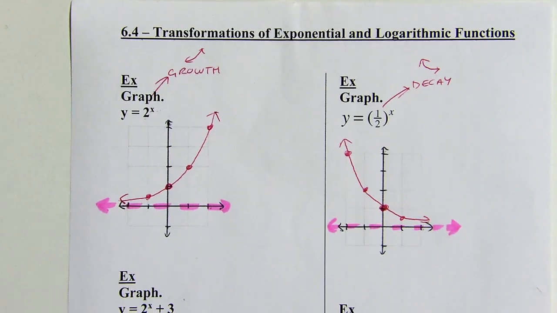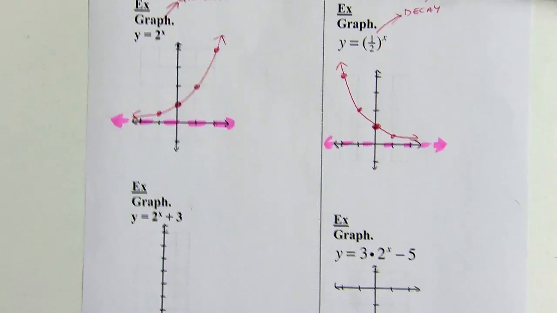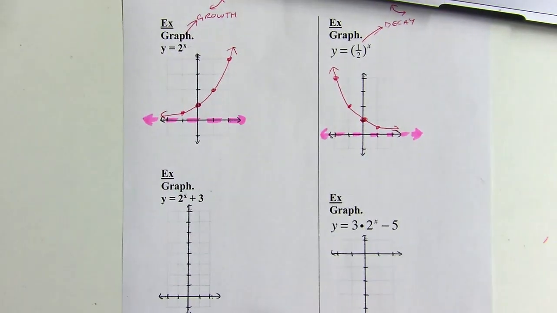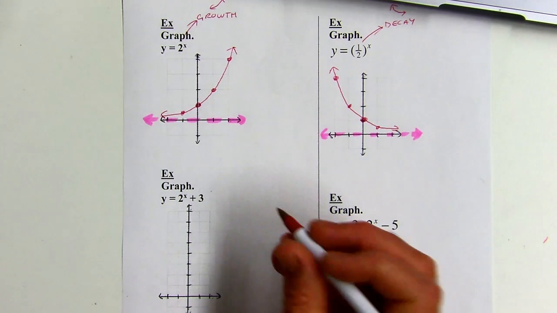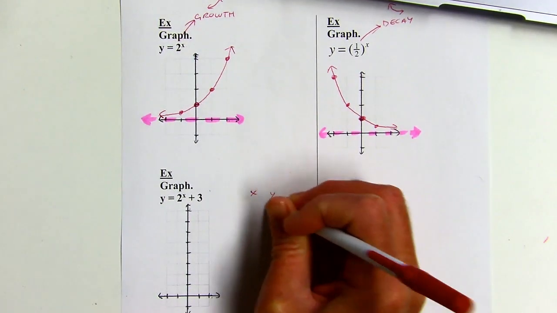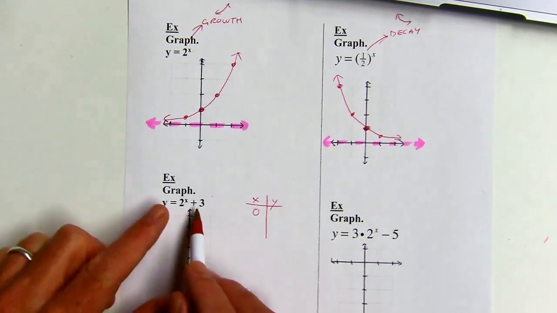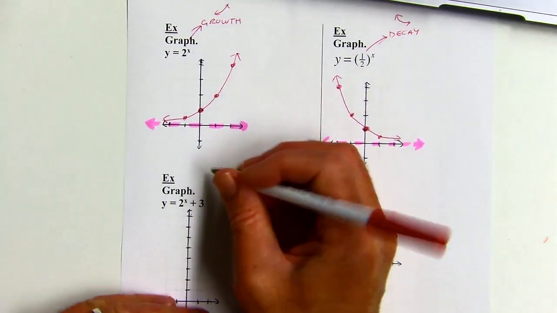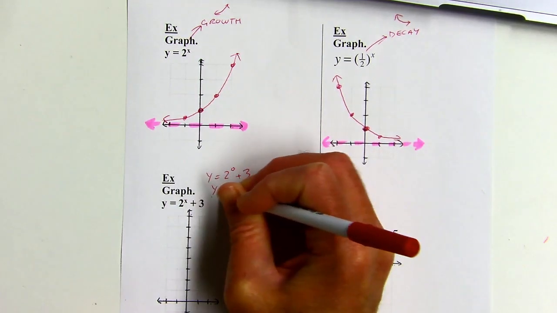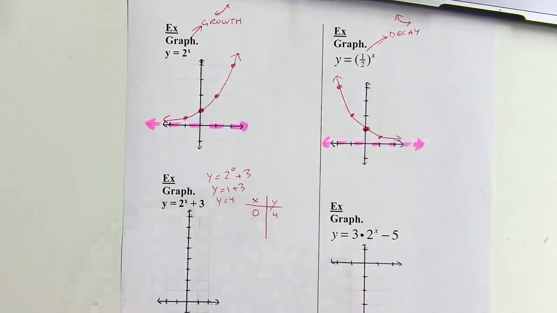So let's start messing with these equations and see what happens. Okay, so on this next example down here, I've got y equals 2 to the x plus 3. So let's try plugging in some different x values. Let's make an xy table here. Let's plug in 0 for x. Then I've got 2 to the 0th, so y would equal 2 to the 0th plus 3. 2 to the 0th is 1. So then y would equal 4 when x equals 0.